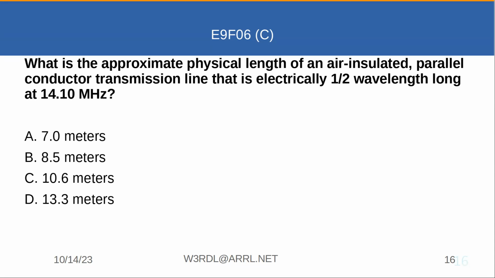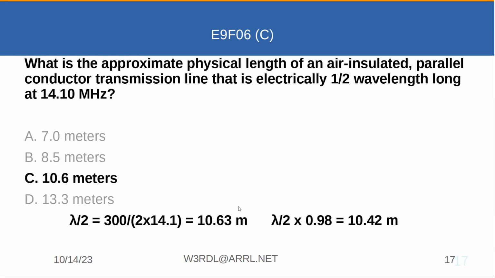What's the physical length of air insulated parallel conductor, a half wavelength long at 14.1? Charlie, 10 meters. Now, actually, this one, and I worked it twice to make sure, when you add the velocity factor, it's lower than their answer. Without the velocity factor, it's almost the same, which is kind of weird. But the other ones aren't close.